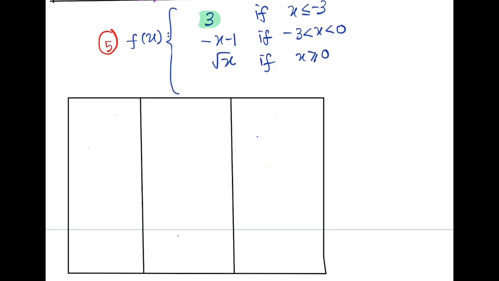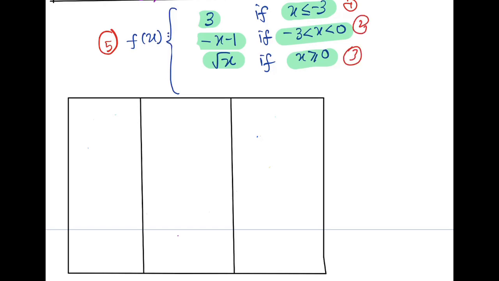So the first equation here is f(x) equal to 3 if x is less than or equal to minus 3. The next one, f(x) equal to minus x minus 1. So please take note that this is x to the power of 1, meaning that this is linear. So you want to solve for x between minus 3 and 0, not included. And finally, we want to graph f(x) equal to square root of x if x is more than or equal to 0. So let's name these as equation 1, equation 2, and equation 3.